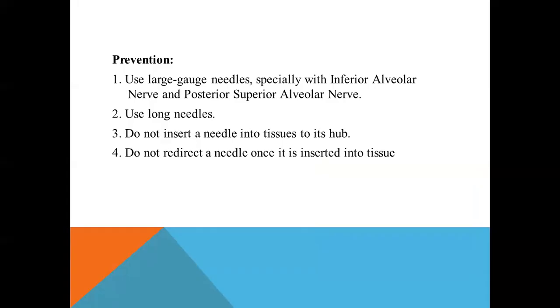How to prevent it? Use large gauge needles, especially with the inferior alveolar and the posterior superior alveolar nerve. Use longer needles. Do not insert a needle into the tissue to its hub. So you should not insert the entire needle into the soft tissue. Do not redirect a needle once it is inserted into the tissue. What does it indicate? When you insert a needle into the soft tissue, do not redirect the needle. When you want to redirect it, just remove the needle and reinsert it instead of redirecting it in the same position. That can cause breakage of the needle.